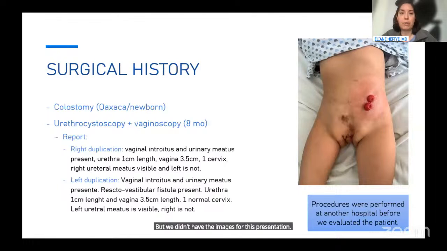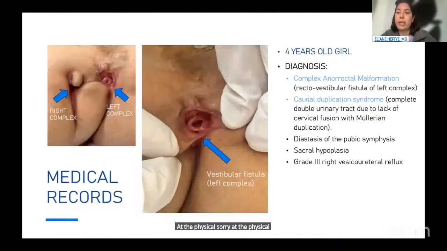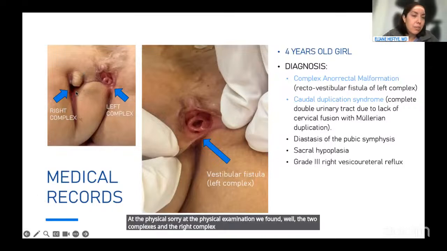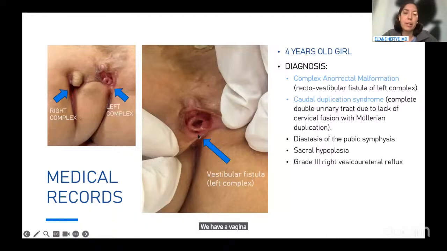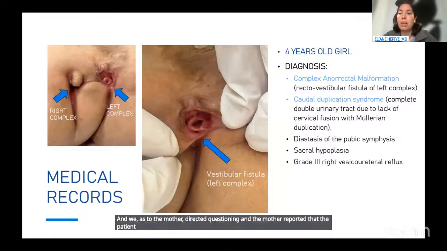At the physical examination, we found the two complexes. In the right complex, as we can see in the picture, we had a vagina, a urethra, and a clitoris. In the left complex, we have a vagina also, a rectovestibular fistula, a urethra, and the clitoris. We asked the mother directed questions, and she reported that the patient is urinary continent through both urethras, for both of the complexes.